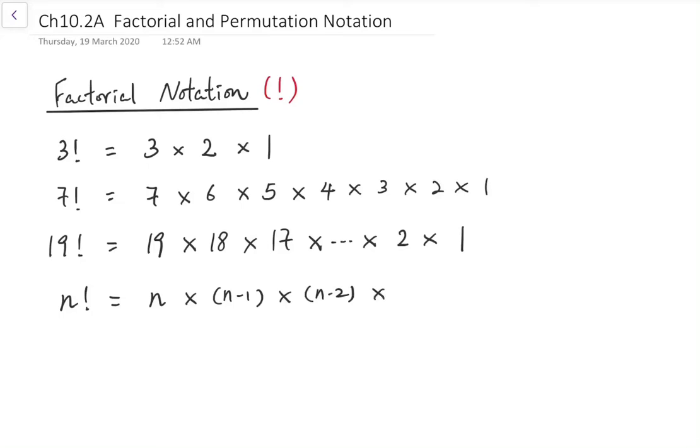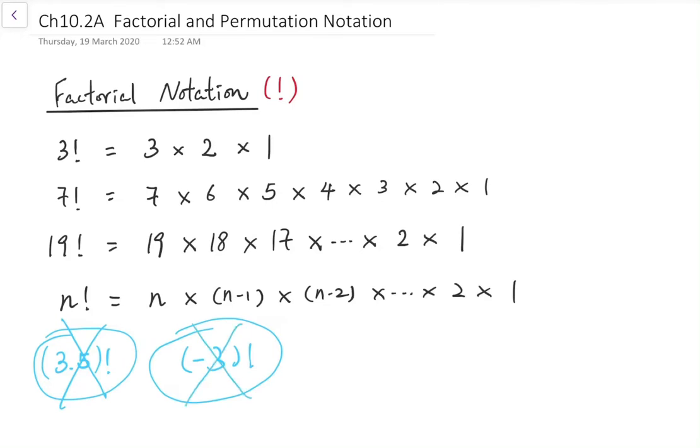So in general, what's n factorial? You start from n, and then n minus 1, and then n minus 2, and then you go to 1. You may ask, is there any decimal? The answer is, we don't have this if that is a decimal. Is there any negative number? That's also no. So remember this very important note: n must be a positive integer.